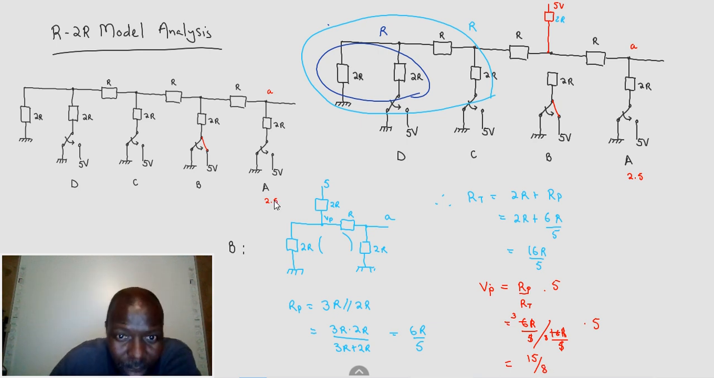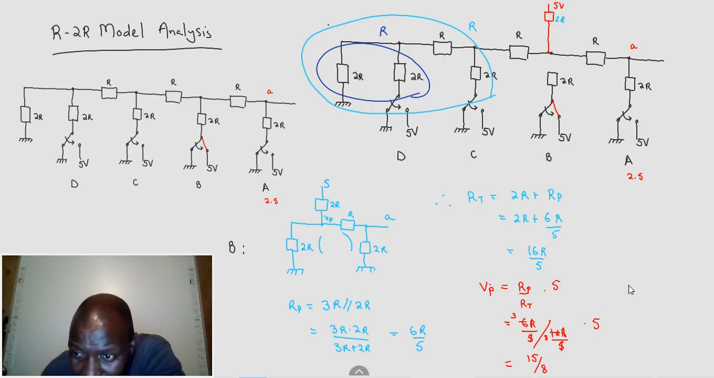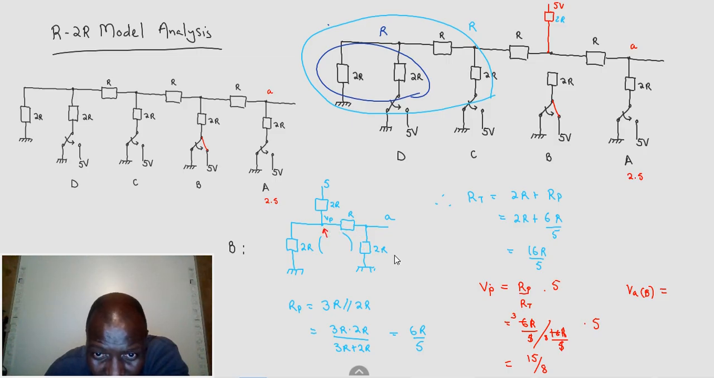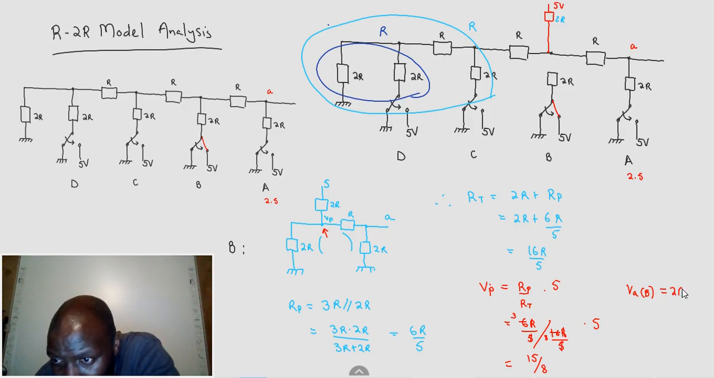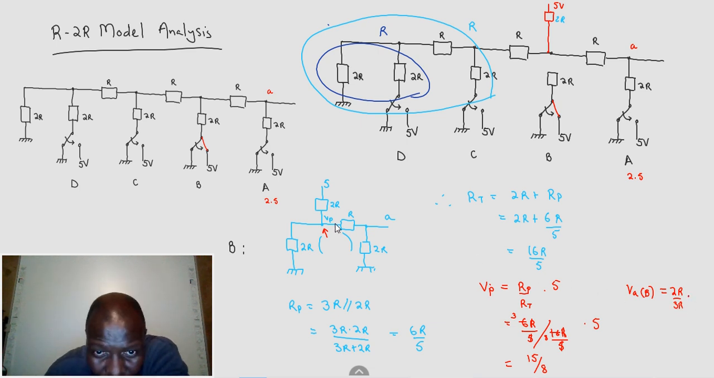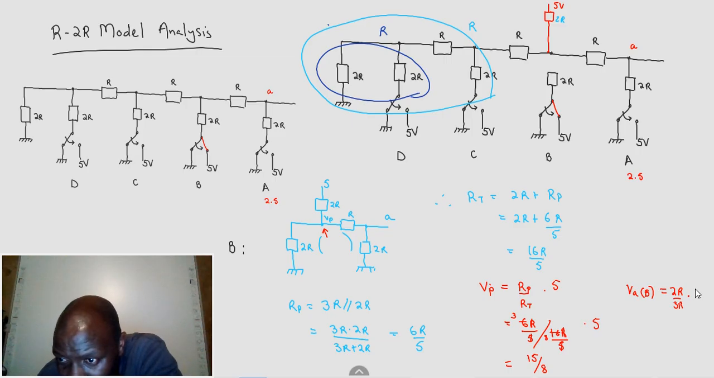Now I'm going to work out my voltage there. My voltage at point A, as contributed by the B source, is simply going to be this. Once we've got a voltage parallel here, that voltage is going to be shared by these two resistors. So I'm going to have 2R over 3R times the voltage parallel there, which is 15 over 8.